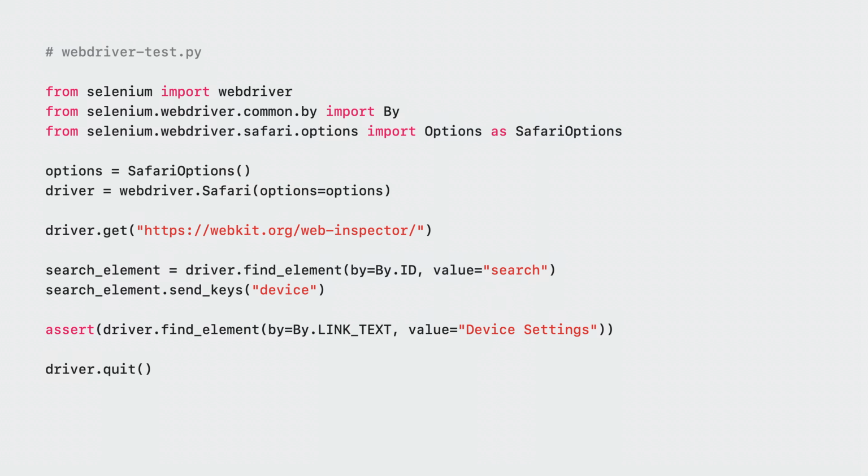Here's an example of a Python script that we can use to automate Safari with Selenium. It will create a driver with default options for Safari. Then, we'll navigate to WebKit.org's Web Inspector documentation. Once there, we'll find the search field and type device into it. To finish, we'll assert that we can still find the device settings link.